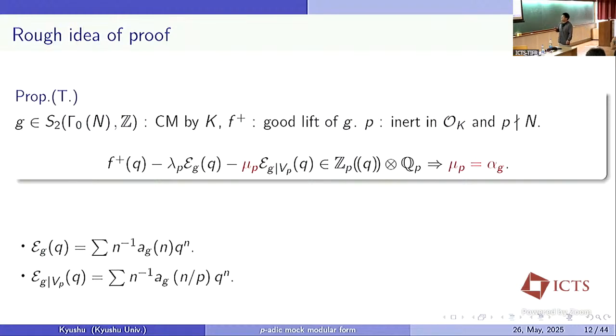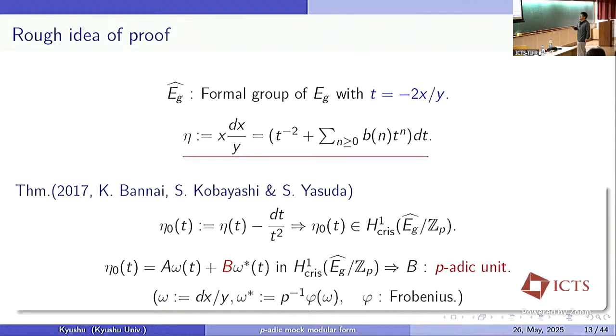On the other hand, we consider the formal group associated to E_Z. Let Ê_Z be the formal group of E_Z with the parameter t equal to minus 2x over y. We consider the differential form eta defined by x dx over y, and this has a t-expansion of the form like this.